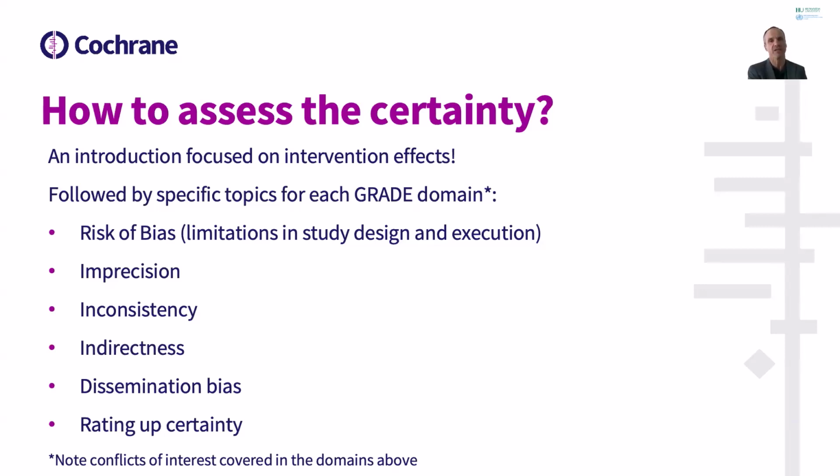I want to make sure that for the time being, because this question often comes up, that conflicts of interest are typically covered in these existing domains. And conflicts of interest lead oftentimes to poor design. They lead to inconsistencies, such as using inappropriate comparators in some studies. They affect indirectness. They may lead to dissemination bias and so on. So it's not a separate domain. That question is often asked.